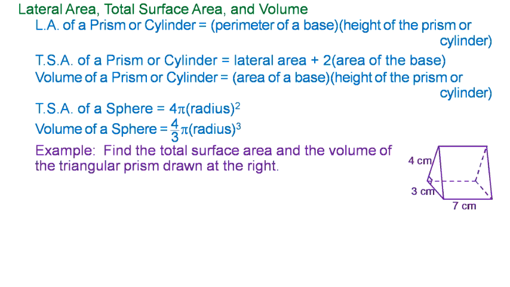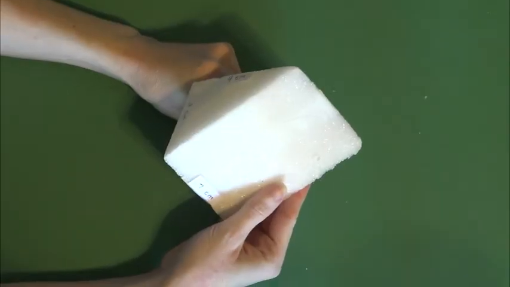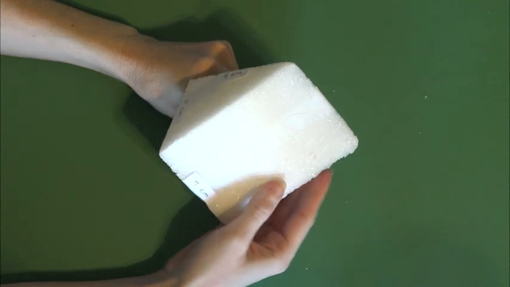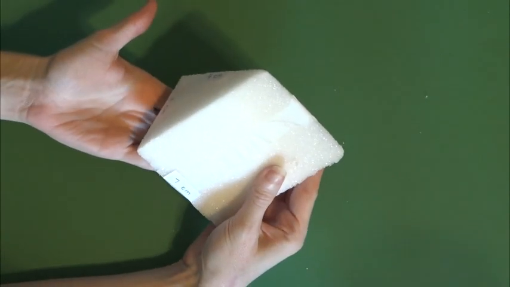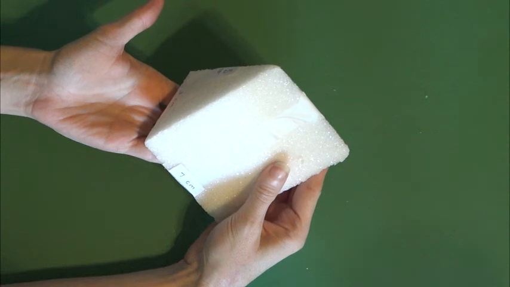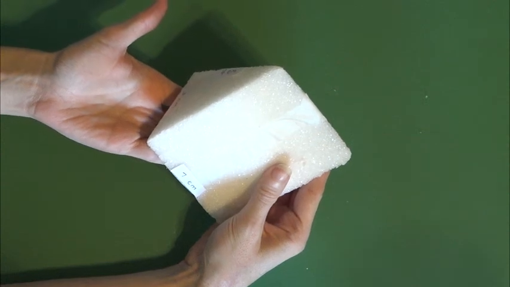To find the lateral area, total surface area, and volume of the prism you see here, I'd like for you to consider the model I have here. When they see this problem, many students try to use the rectangle that measures 3 centimeters by 7 centimeters as the base of the prism.